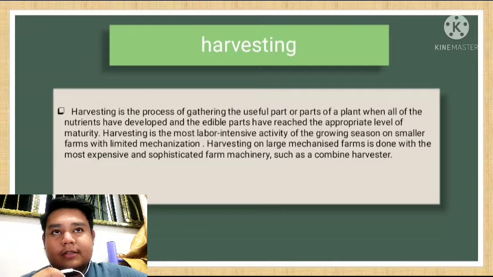So next, I want to explain the meaning of harvesting. Harvesting is the process of gathering the useful part or parts of a plant when all of the nutrients have developed and the edible parts have reached the appropriate level of maturity.